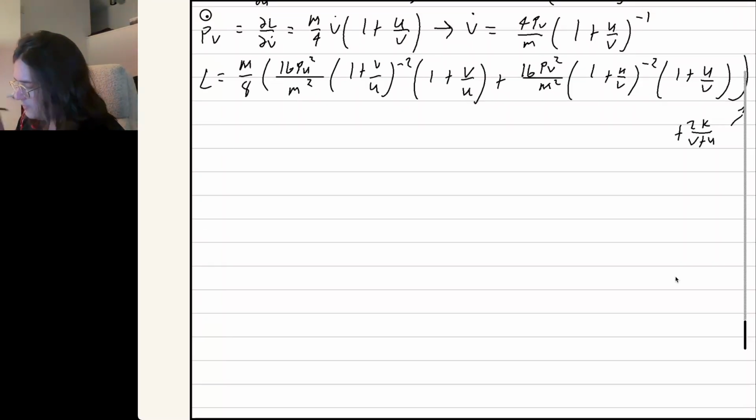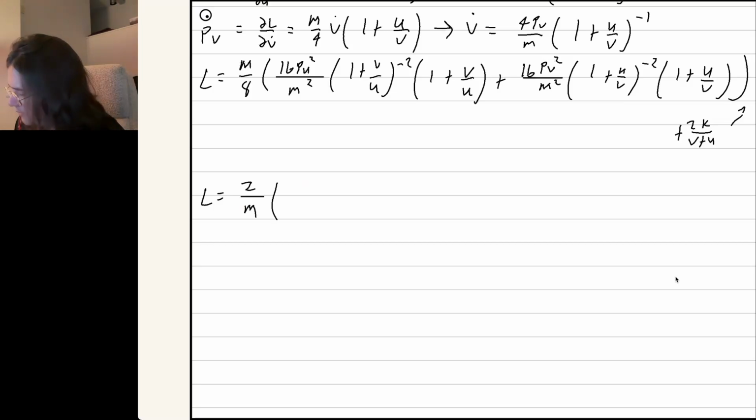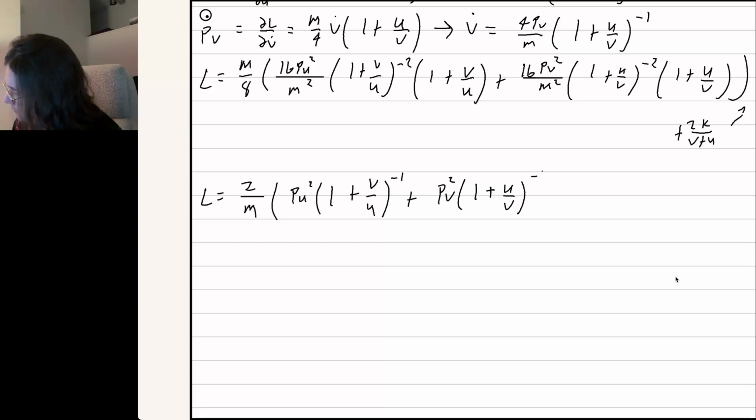Let's take those 16 m squareds out, make this look a bit prettier. I'm actually going to do it down here. It'll be 2 over m, and then that's going to be p_u squared (1 plus v over u) to the minus 1 plus p_v squared (1 plus u over v) to the minus 1.